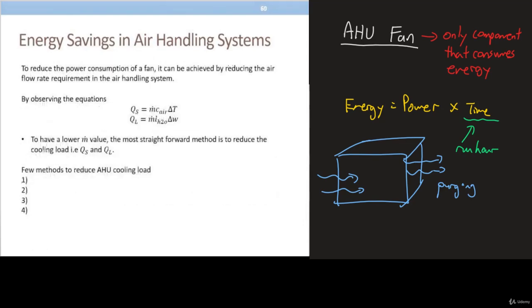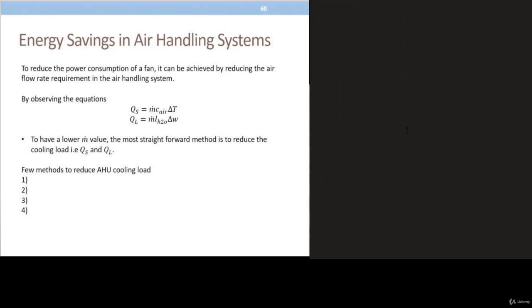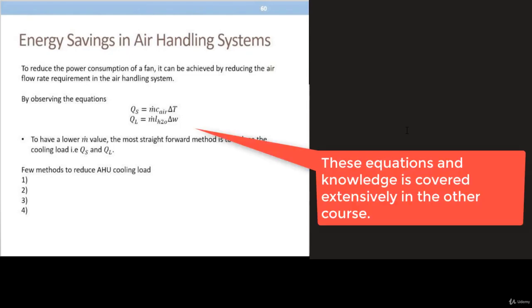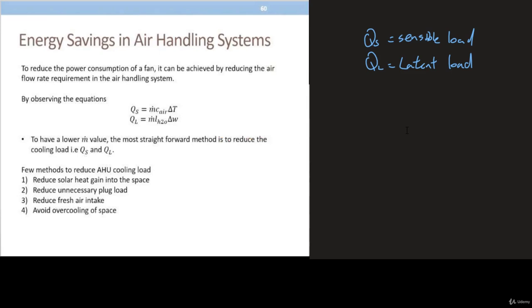And the other method is to reduce the power consumption. To reduce power consumption, if you look at this equation carefully, mainly you will try to reduce your QS and QL. So the most straightforward way is to reduce the cooling load in the building, in the space. You can try to reduce the solar heat gain into the space, maybe by installing blinds or using a solar film. Reduce unnecessary plug load.